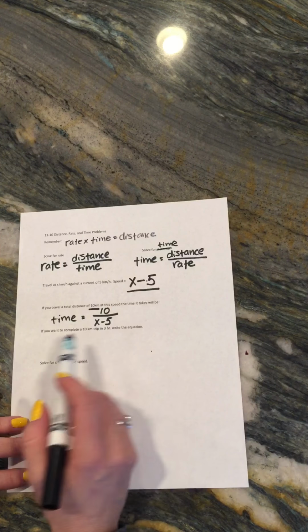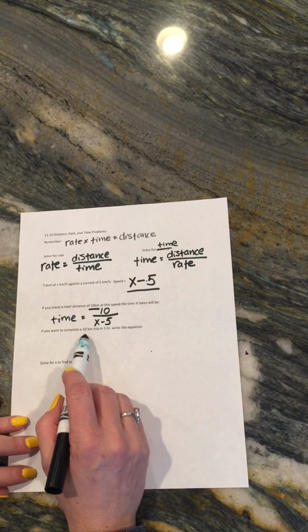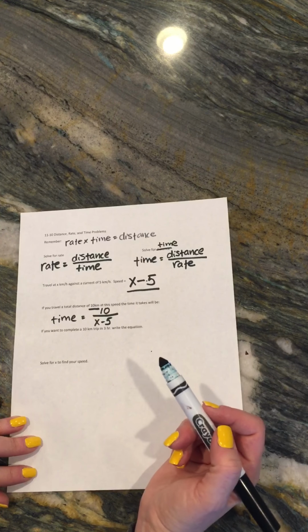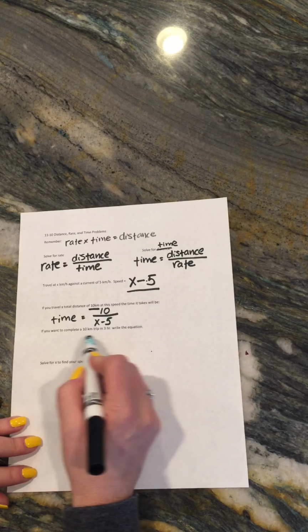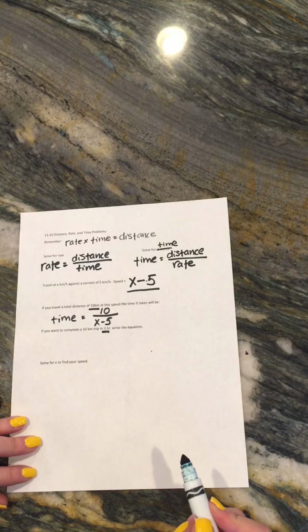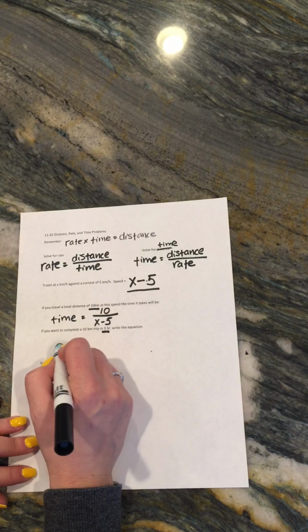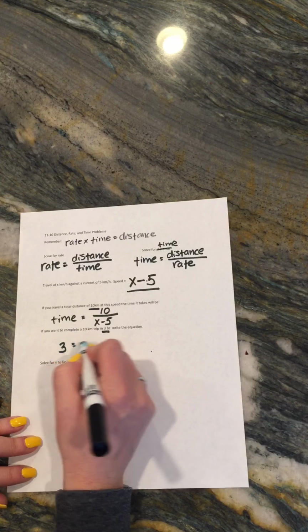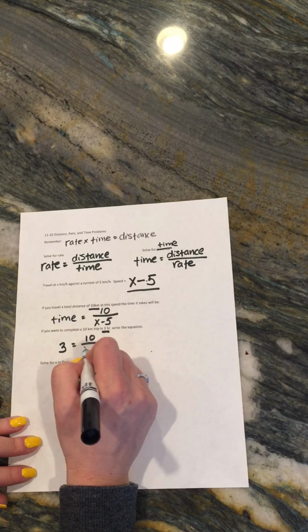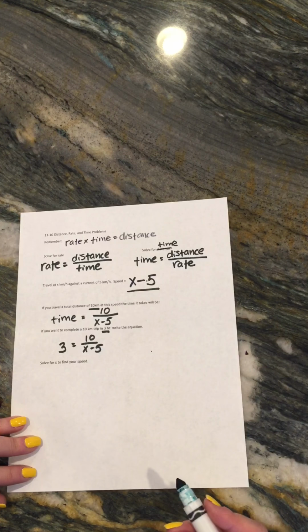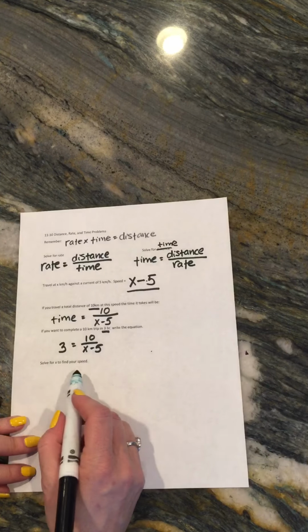Now if you want to complete a 10-kilometer trip in 3 hours, write an equation. So now we're given an extra piece of information, 3 hours. That's a time, so we can plug it in. 3 equals 10 over x minus 5. That's not bad. Now we're going to solve for x.